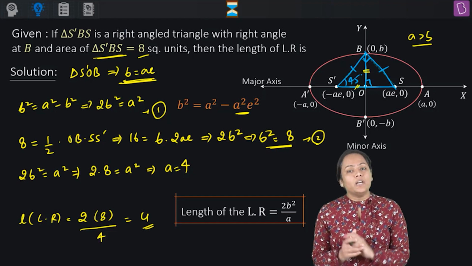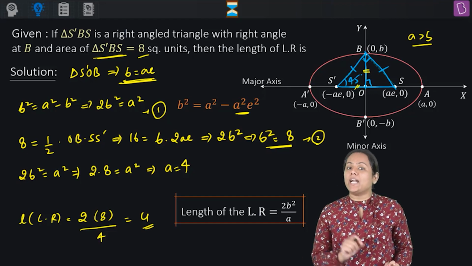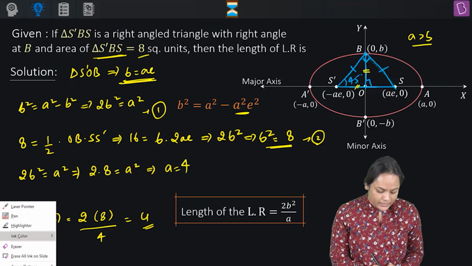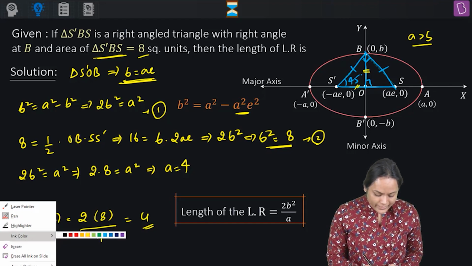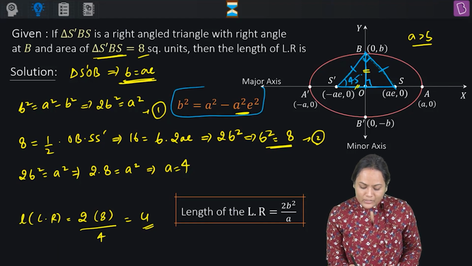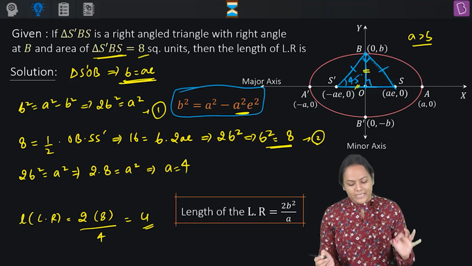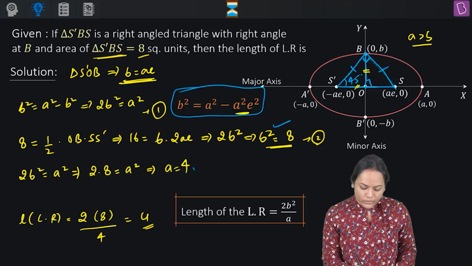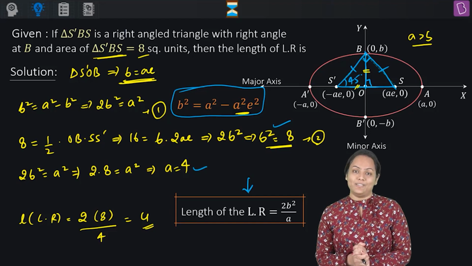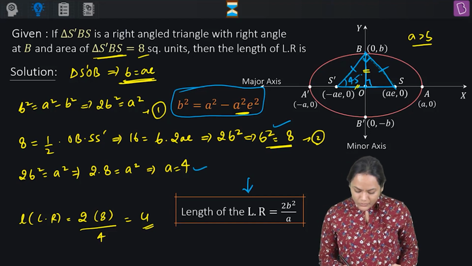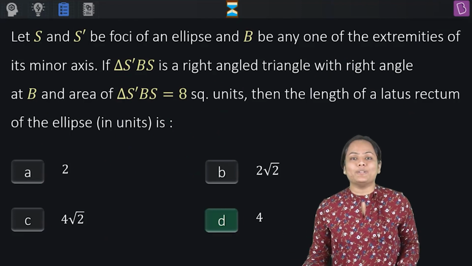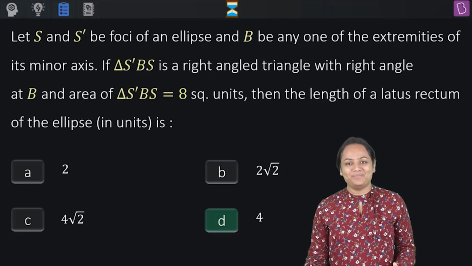Have you understood? We have applied the condition that area of triangle is nothing but half of base into height, and the relation between b, a and ae, that is b square is equal to a square minus a square e square. Obtain the value of b square, then got the value of a and put in the formula for length of LR to get the final answer. And if we look at the options here, we know that D is going to be the right answer. Understood? Perfect.